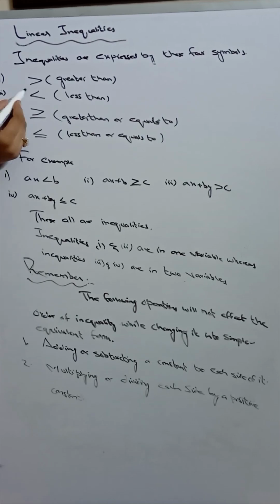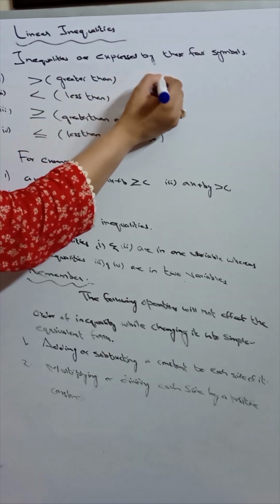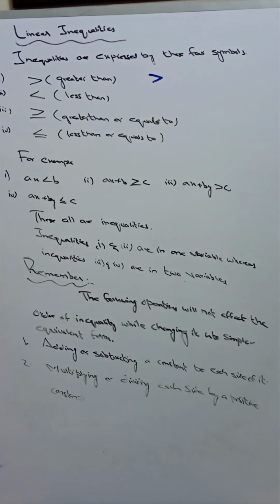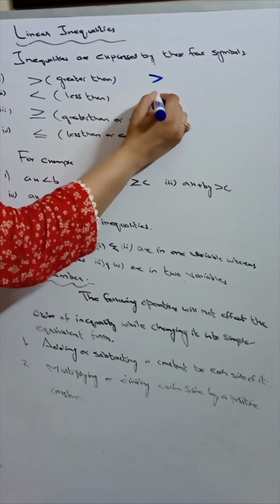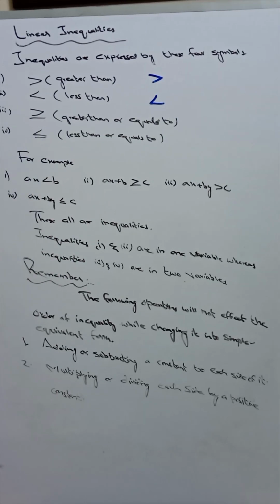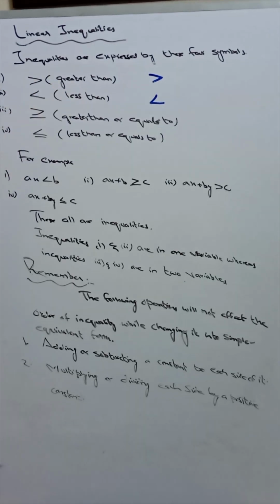This symbol, which resembles a 7, is called greater than. This symbol, which resembles an L, is called less than. This is not an L, but it resembles an L, and it is called less than. The one that resembles a 7 is called greater than.